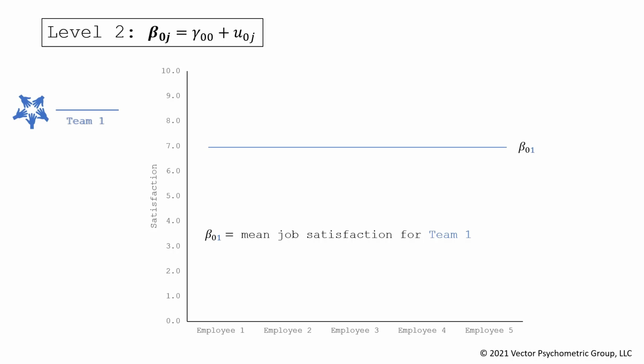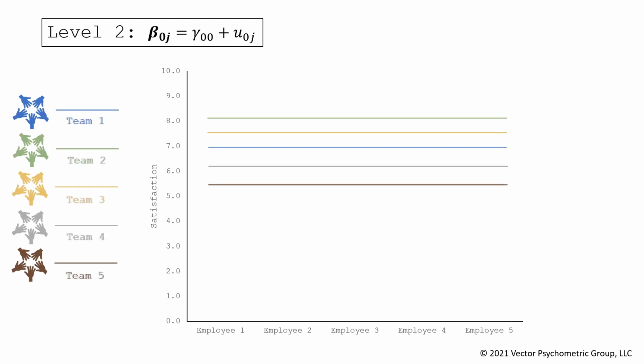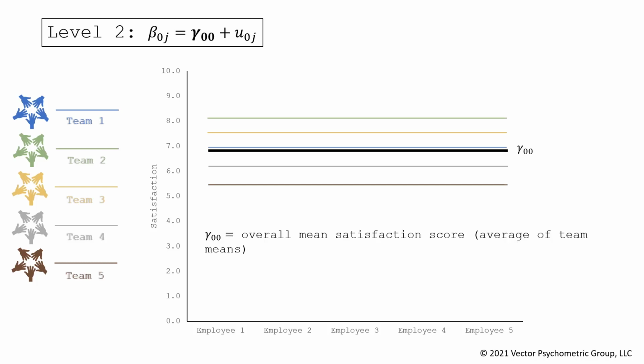Previously, in level 1, I showed how we can think about team 1's mean job satisfaction. Here we can extend that process by plotting the team means for each of the other 4 teams. Note that across teams, mean satisfaction ranges from about 5.4 to 8.1, and no teams have the same level. However, we can calculate an average of the respective group means, and this gives us an overall mean job satisfaction, labeled as gamma 00 in the level 2 equation.